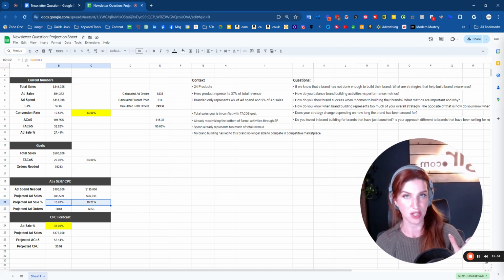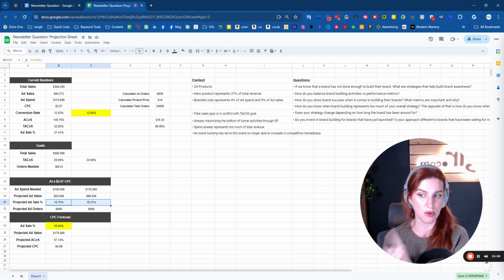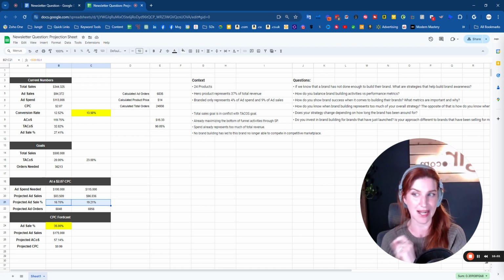Meaning, given the current metrics and how the account is currently working, I would have to get down to a 16.7% ad sale percentage and be able to grow sales at the same time. Those mathematics, I will tell you right now, are not going to work. Something needs to change. With the current trajectory of the account, the current conversion rates, the current price point, and the current cost per clicks, these goals are impossible.